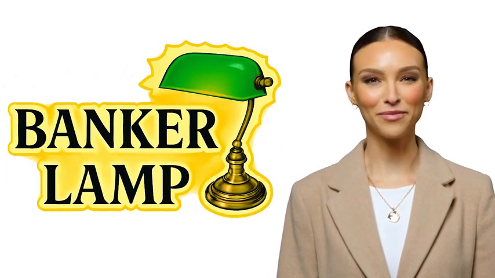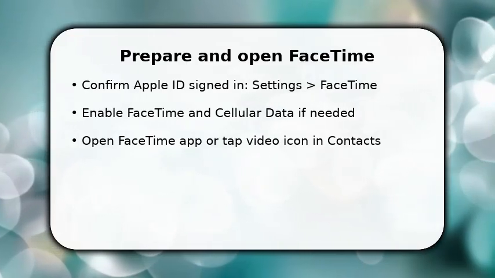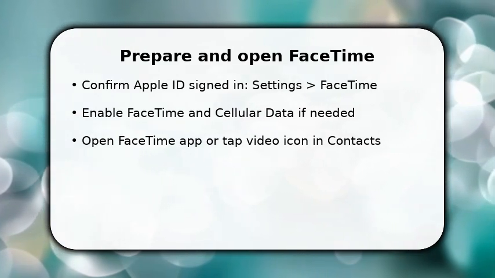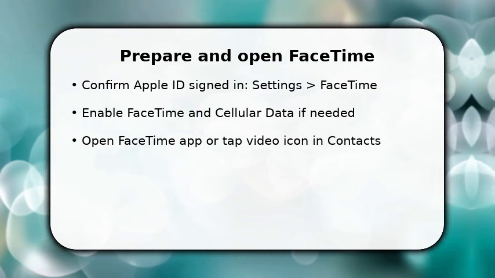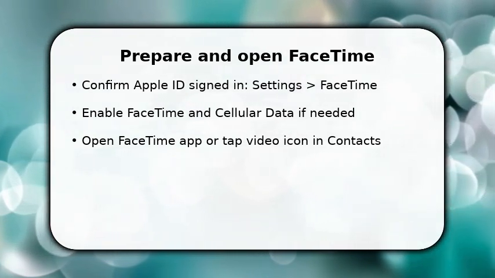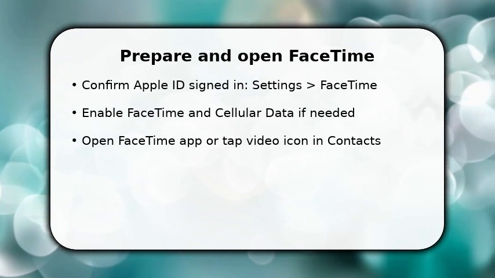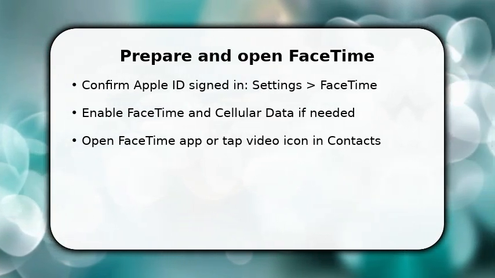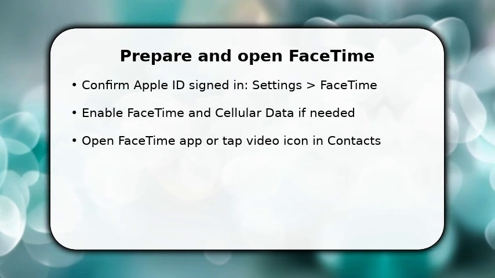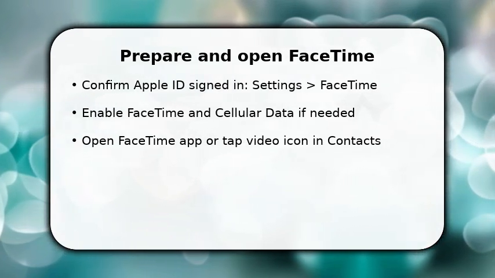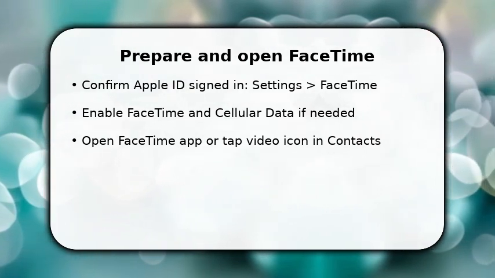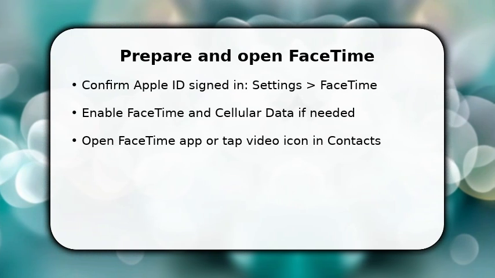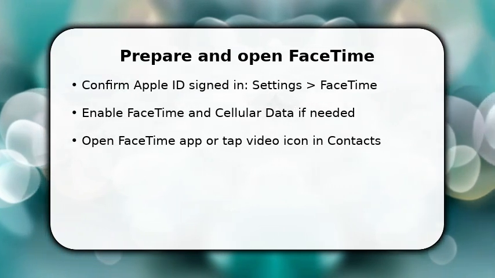Please enjoy the video. You start by confirming your Apple ID is signed in for FaceTime in Settings. Make sure FaceTime is enabled, and cellular data is allowed if you plan to call on the go. Next, open the FaceTime app or jump straight from the Phone or Contacts app by tapping the video icon next to a contact. Once done, choose Audio or Video, and if you prefer Picture-in-Picture later, leave the call button visible so you can minimize without dropping the connection.